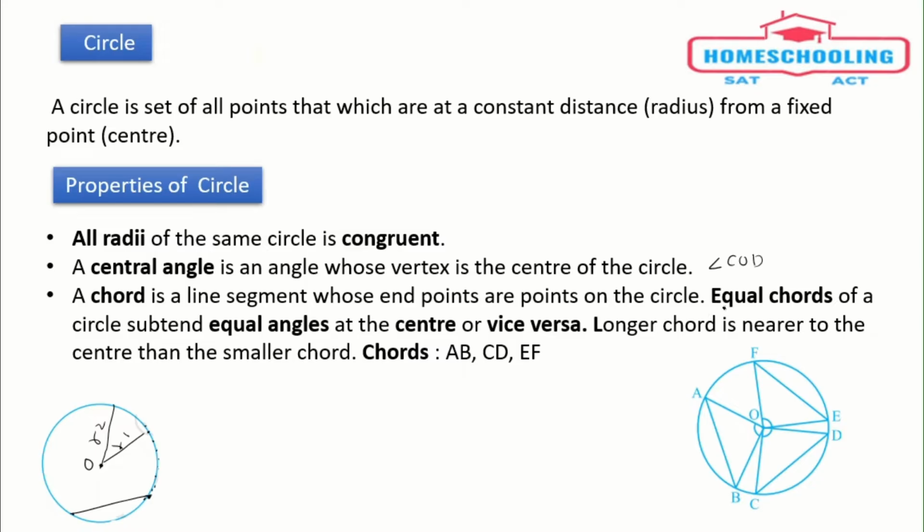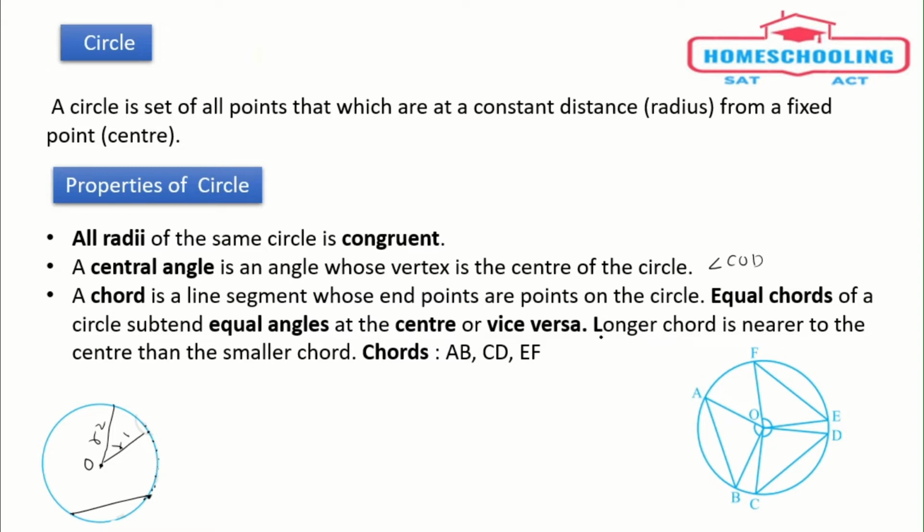Now there's one more property: equal chords of a circle subtend equal angles. If all these three chords, AB, CD and EF, are equal, then the angles subtended by them, like this angle and this angle, all these three angles would be equal. Or if angles subtended from the center are the same, then the length of the chords would be the same. Or vice versa: if chords are the same, then your angles would be the same. If your angles are the same, then the length of the chord would also be the same.